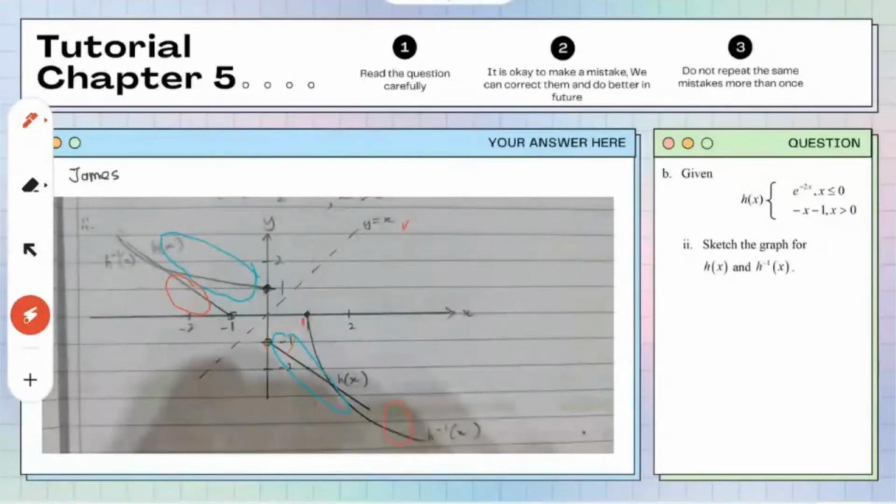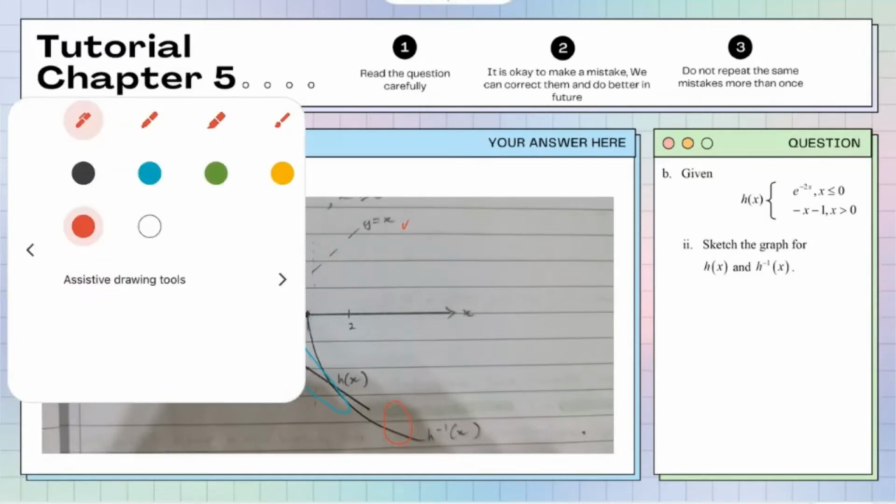Okay. But if we look at this question, how many marks is this question? This one is question 34B, is it? Okay, it is 4 marks. So it is 4 marks but maybe James will get only 3. So why did James get 3? Because of this one. If we look at the shape, the exponential function and the linear function will not intersect. The graph should look like this. Wait, I'll use the green color.